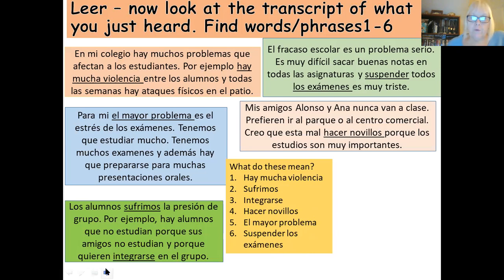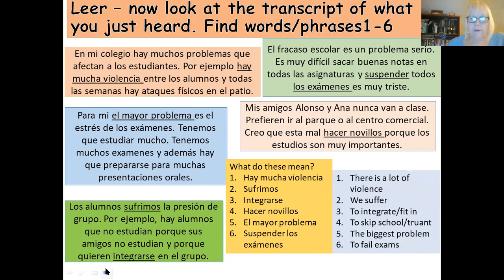Okay, so assuming you paused and you did the work and you've got the answers, let's have a look at them. I think they come up all in one go, actually, if they'll work. There we go. So, hay mucha violencia. Violencia is feminine, so that if there's a lot of it, it's mucha. I made a mistake there with presión yesterday, and it's easily done, but you need to keep an eye on it. So, hay mucha violencia, there is lots of violence.